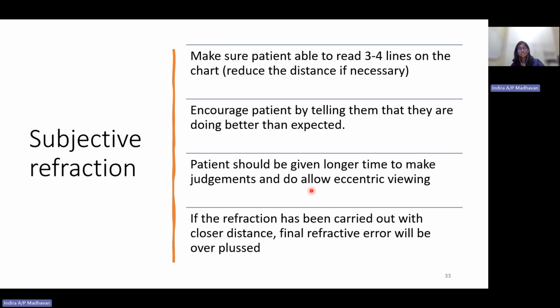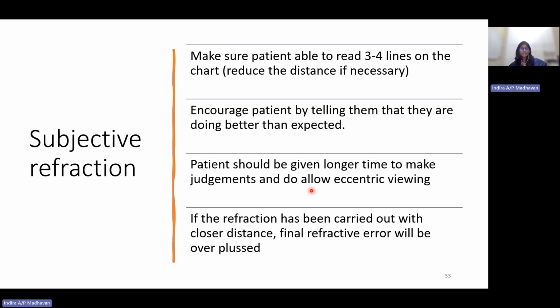If the patient is actually having a head turn or eye turn, the patient should be allowed to have the eye turn or head turn. Usually the eye turn and head turn maximize their vision because at that particular point, they can see the best. So when we do this subjective refraction, we also want to help them to see better in that angle.